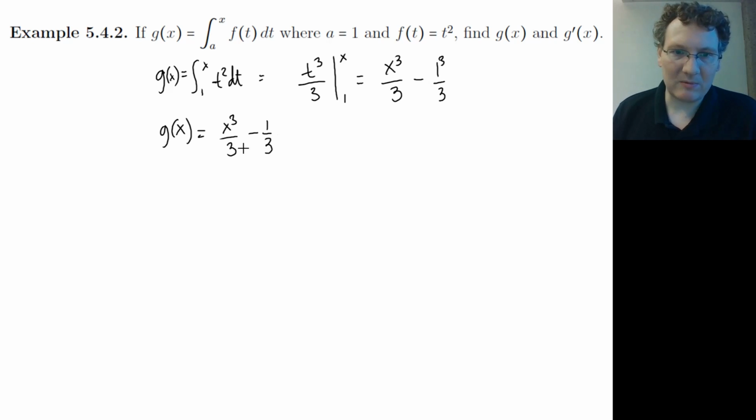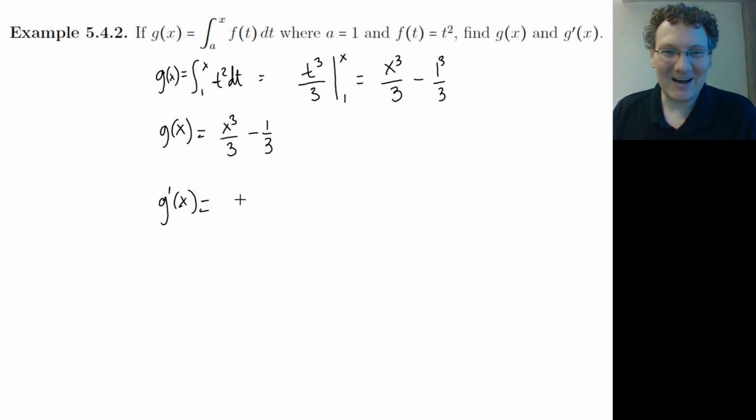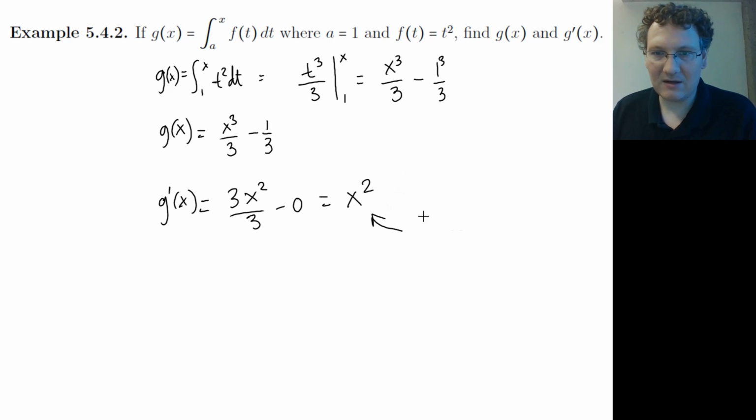Now what is g prime of x? G prime of x, if we take the derivative of this with respect to x, well, what other variable is there? It's going to be 3x squared over 3 minus 0. The derivative of a third is 0. So this is going to be x squared. So notice what this is. This here is actually just f of x. The f function is f of t was t squared. So f of x would be x squared.